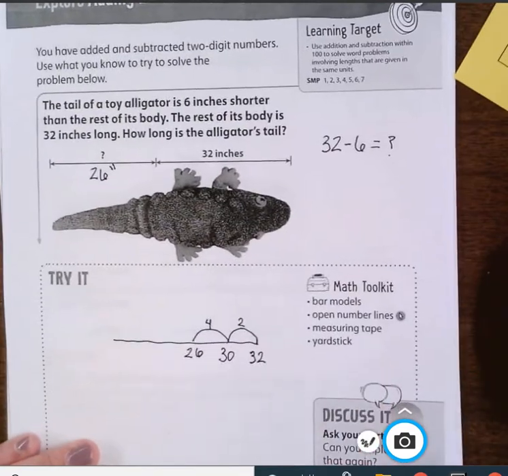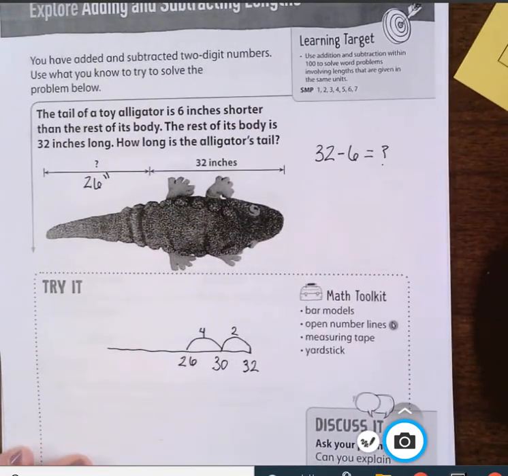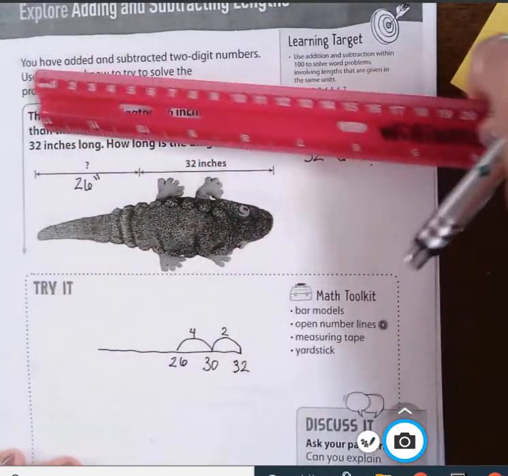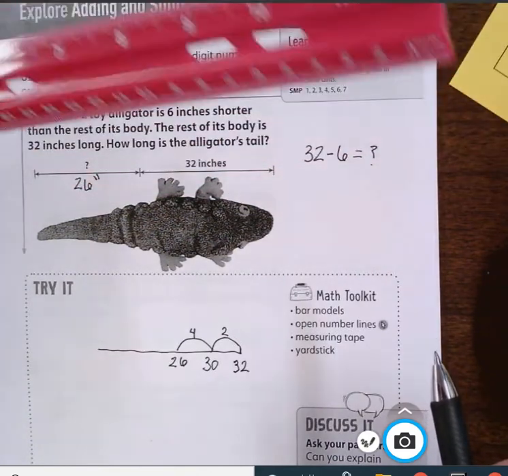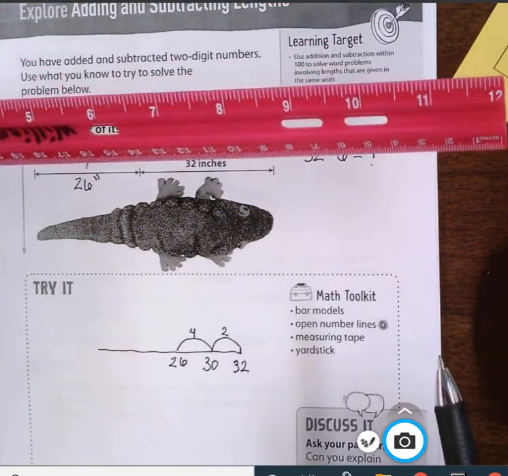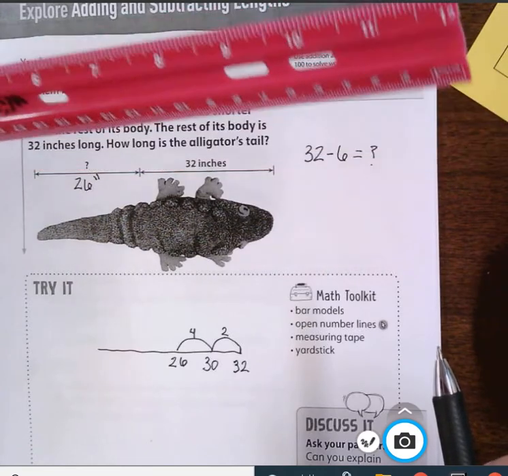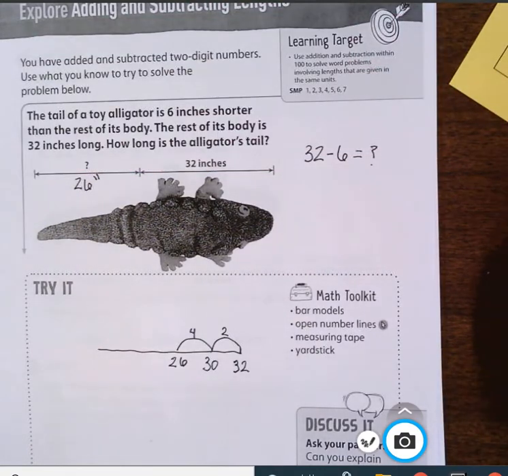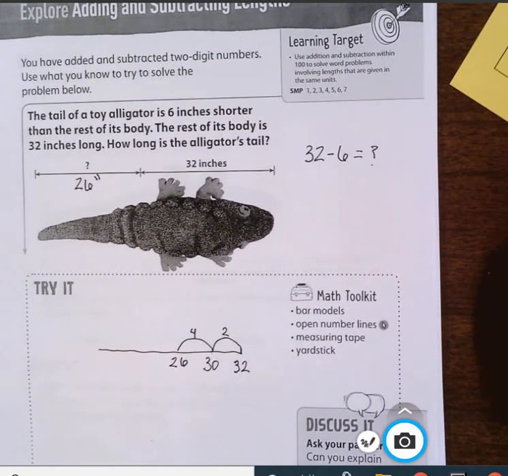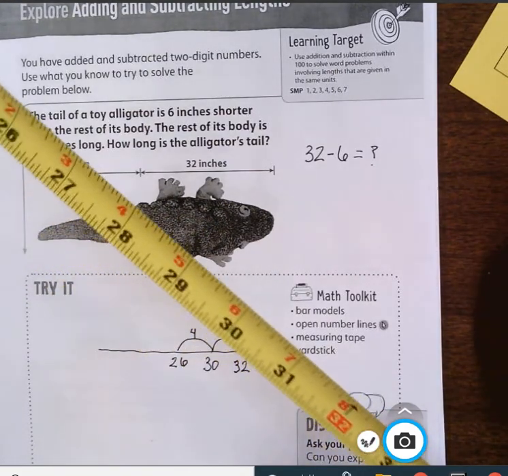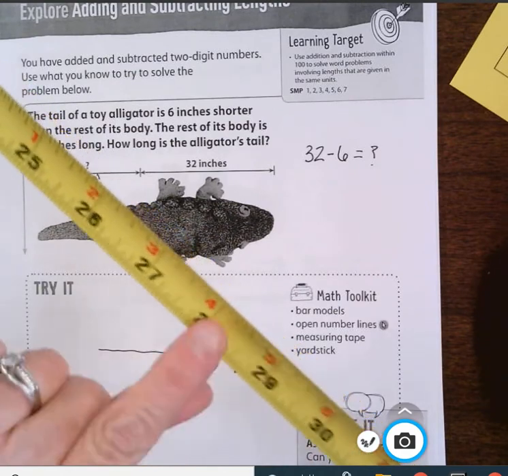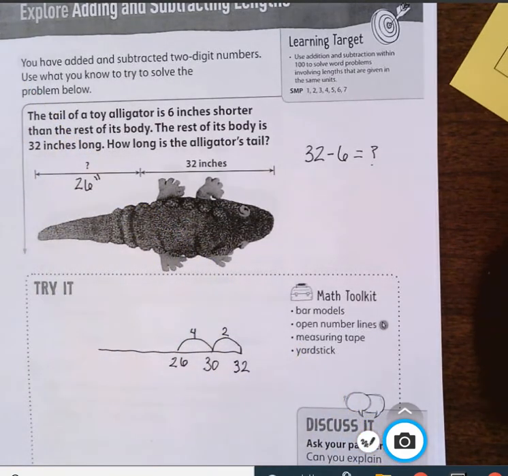I'm sure there's different ways you can do it. It says you can do a bar model, open number lines, measuring tape, yardstick. You can do it any way you want. So you could have said, okay, 32 minus 6. They're saying you could take a measuring tape and go to 32 and go back 6. 1, 2, 3, 4, 5, 6. Or a yardstick, you could do it the same way.